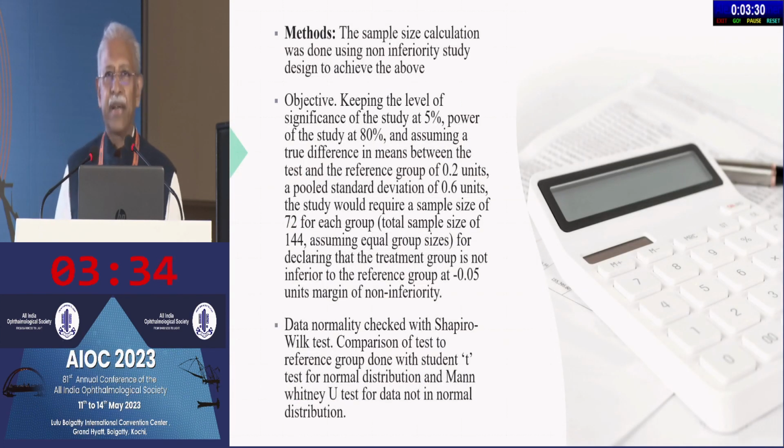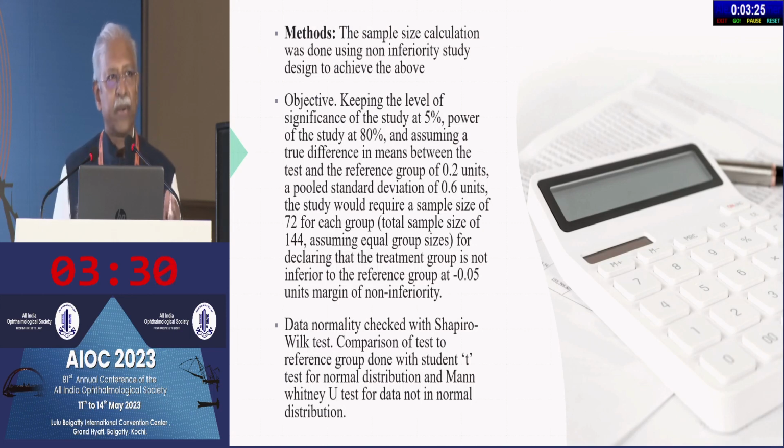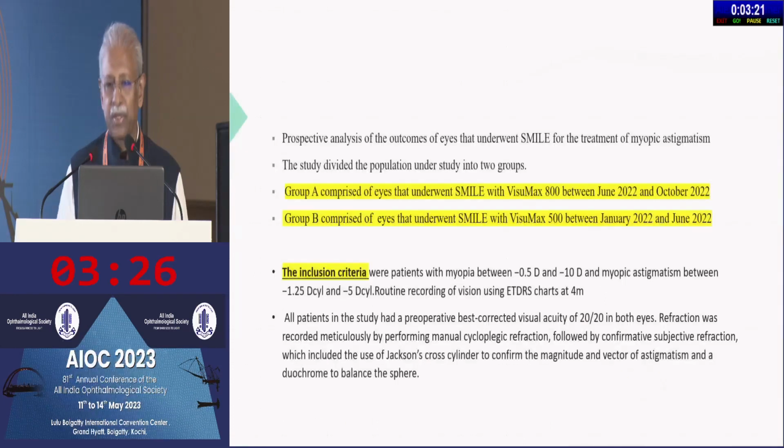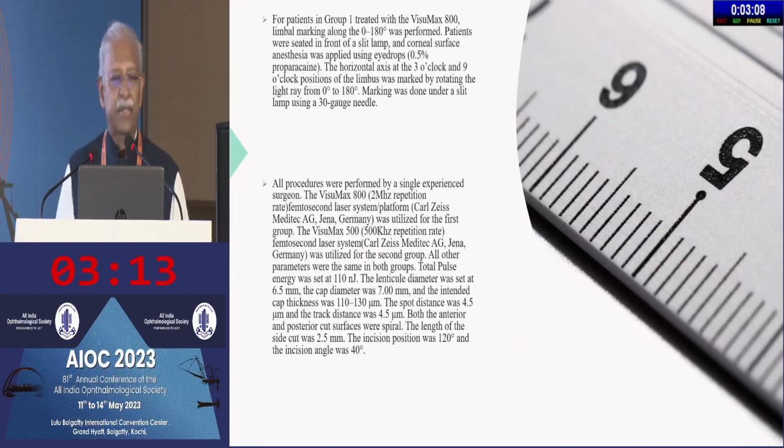So we did a study, which is a very small number, comparative data on 72 eyes. All data was absolutely comparable between the two sets. Group A was done with the VisuMax 800, and group B was done on the VisuMax 500. All patients were of similar age, age and sex matched, and the refractive error matched. In all of the VisuMax 800 patients, the toric alignment was marked preoperatively, and the adjustment was done peroperatively.